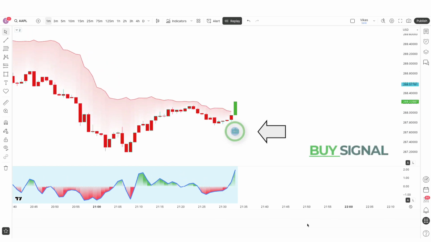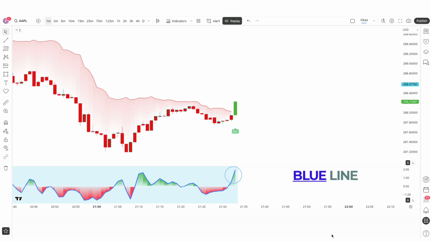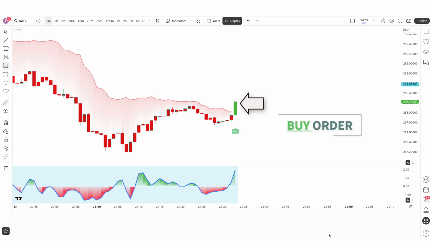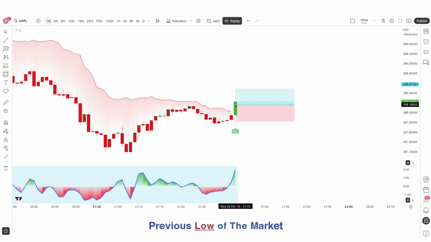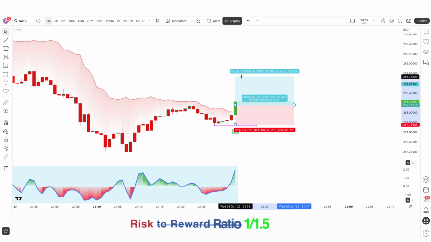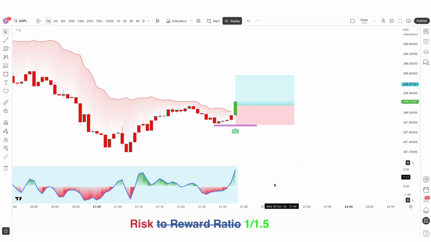When the Swift Trend Indicator gives us a buy signal, when the blue line of Trend Flex Oscillator should be above the zero line, when the market forms a bullish candle. If this condition is fulfilled, then we will place buy order. Our stop loss is to be placed at the previous low of the market. And the risk to reward ratio will be 1:1.5.